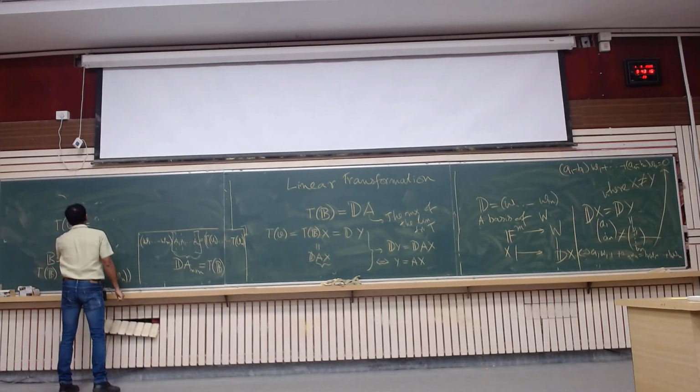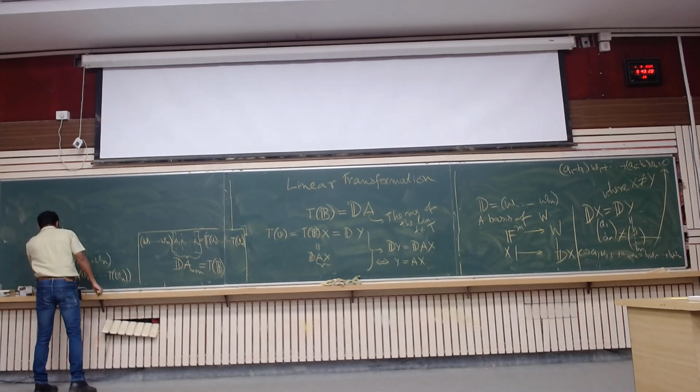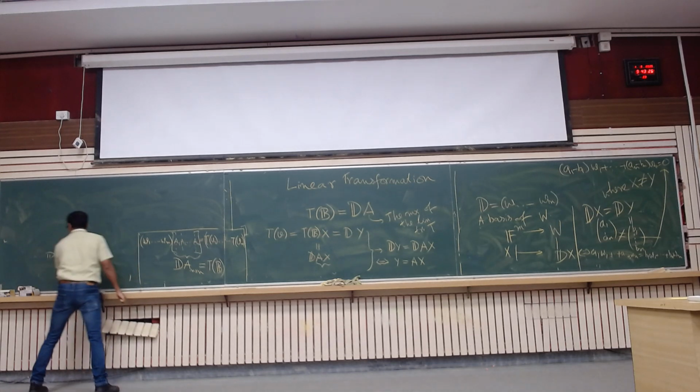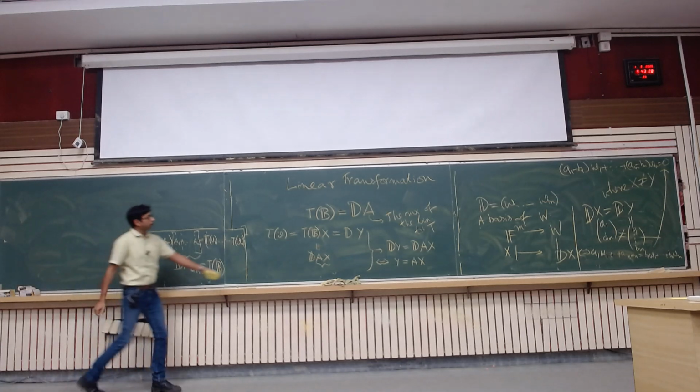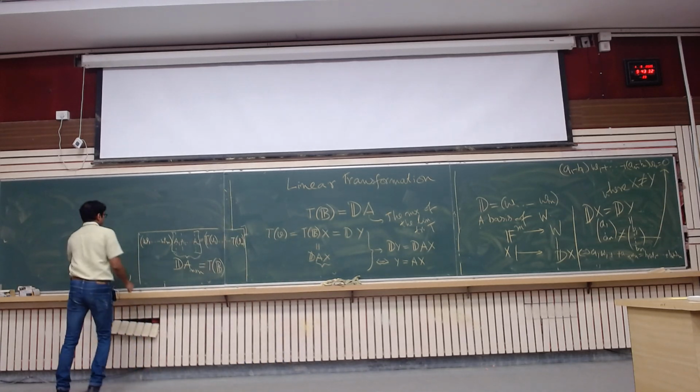So, what is the matrix of a linear transformation, and how do the coordinates change under a linear transformation? They are changed by just multiplication with the matrix of the linear transformation.